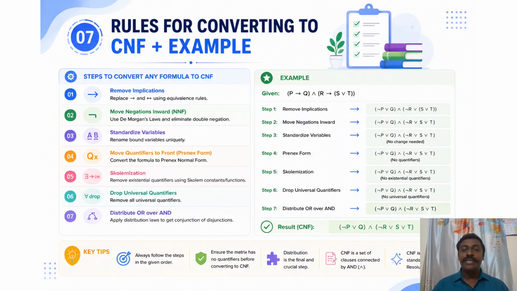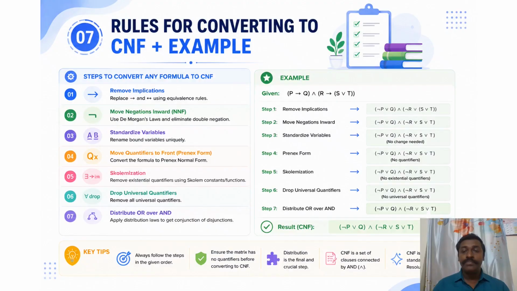We have to remove the implications in this example. We know that if we have the implications, we have to put negation P or Q. Then we have to move the negations inward using De Morgan's law. And then standardize the variables. Here everything is standardized, so no need for any change.